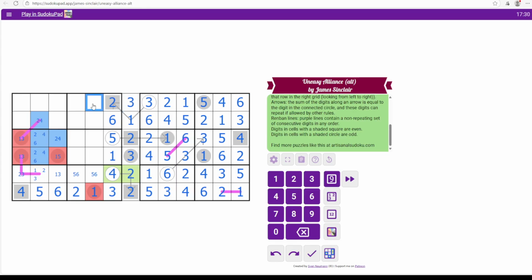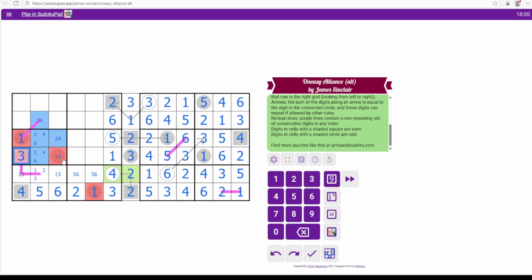So 6 cannot go there, although it can anyway. 6 could go there. 6 can't go here. 6 could go there. Okay. Although realistically, could 6 be forced? Actually, no, we've already got one here. I guess it just didn't register because of how horizontal lines were. That's a 1.